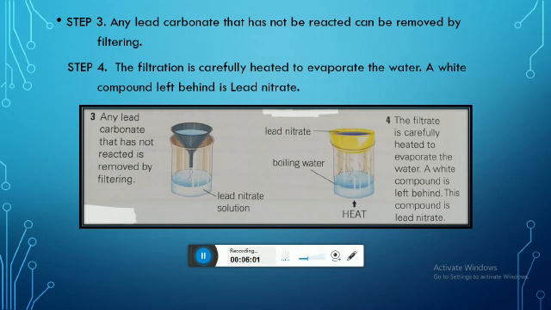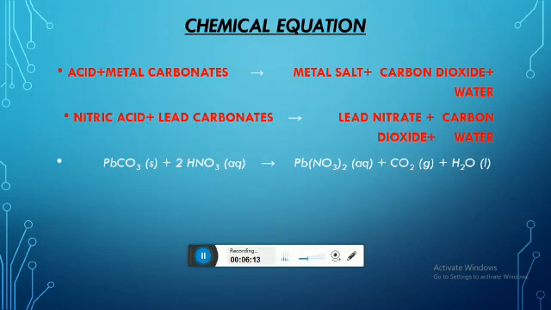Now let's discuss the chemical equation for the reaction we discussed earlier. The general equation is whenever an acid reacts with a metal carbonate, it produces a metal salt, carbon dioxide and water. We are discussing nitric acid, which is HNO3, and lead carbonate, which is PbCO3. As products we get the metal salt, which is lead nitrate, Pb(NO3)2, with two NO3 groups, along with carbon dioxide and water. Water is in liquid state, and carbon dioxide is in gas state.